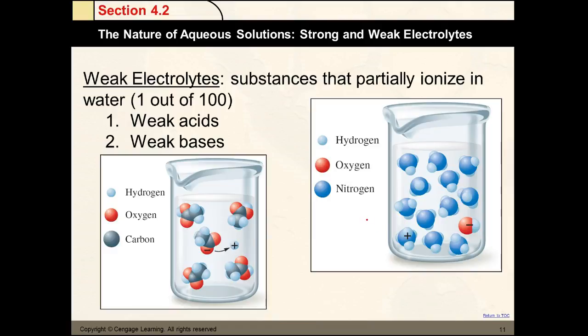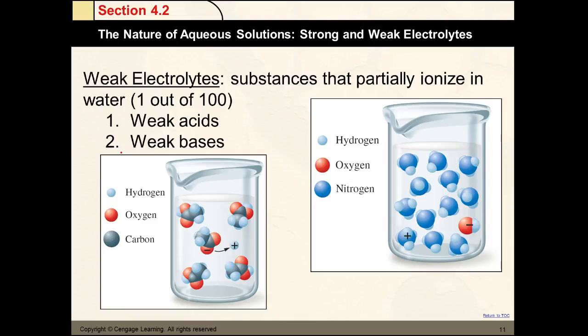Now your weak electrolytes, those are substances that only partially ionize. And when they do ionize, it's usually only about 1 out of every 100 molecules that does ionize. So whereas a strong electrolyte is 99 or 100 out of 100, weak electrolytes, they don't ionize very much. But it is enough to conduct an electric current very slightly, right? It lights up our light bulb just a little bit. And our two classifications here are going to be our weak acids and our weak bases. And there's a bunch of these. We'll talk about how to recognize these later. But for now, you should just know that your weak acids, your weak bases, they are your weak electrolytes.